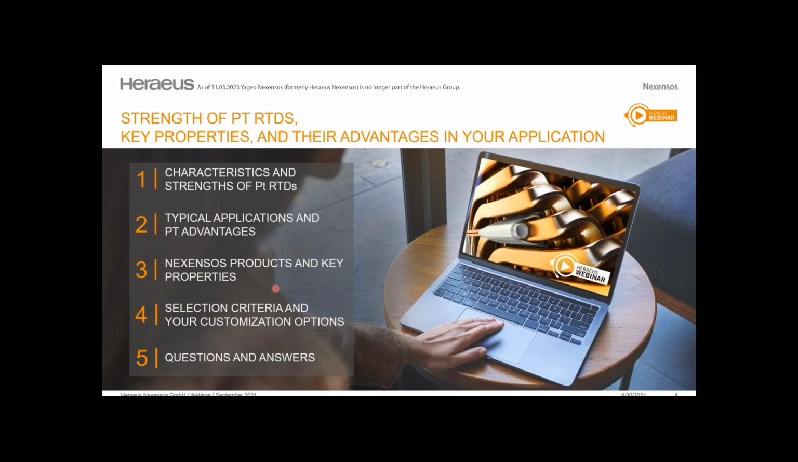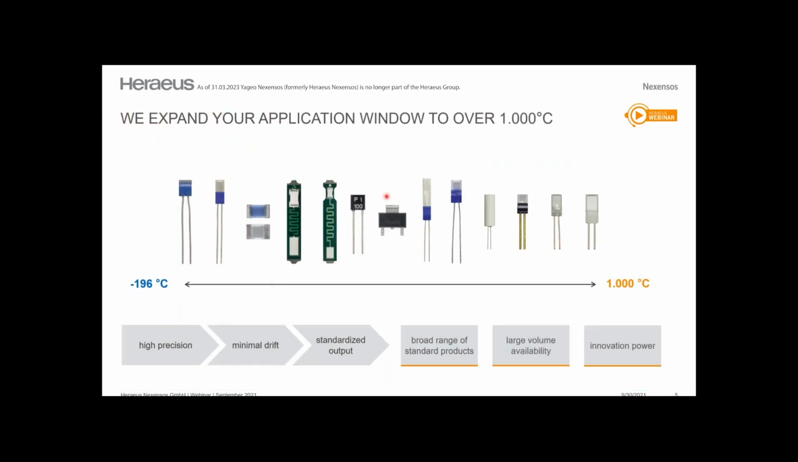On this page here, you see our product portfolio. We at Nexensos are proud to cover the full range from minus almost 200 degrees C to plus 1000 degrees. And especially for the high temperature, we are leading in technology. Today, we will put a focus on some of the basic properties of RTDs. We will show you a comparison to NTCs, for example, and give you guidance for product selection. We hope you enjoy being with us, and I now hand over to Charlotte.